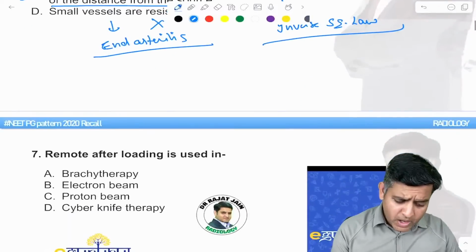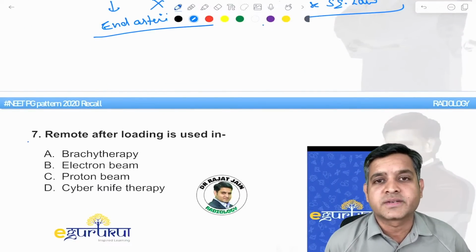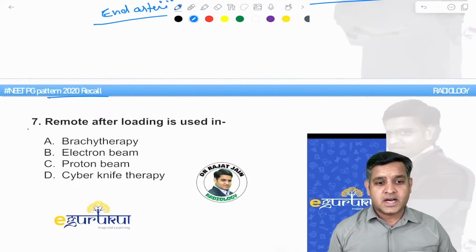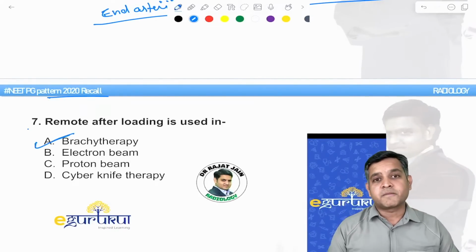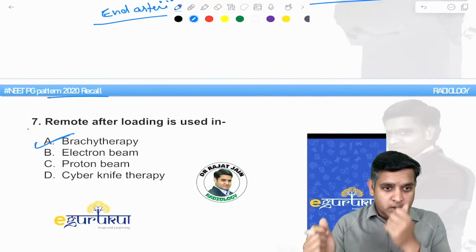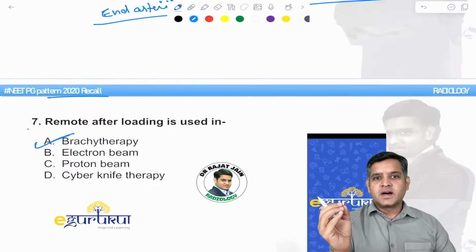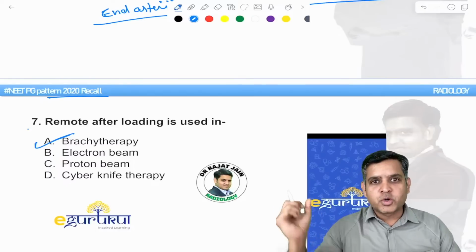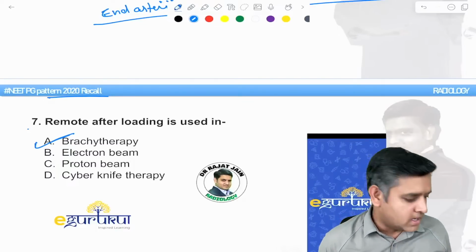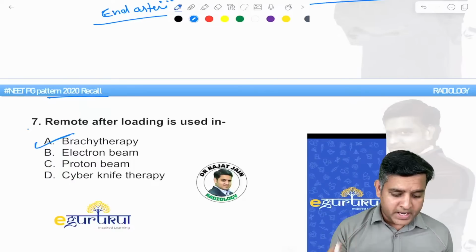All right. Question number 7. I'm waiting for an answer for this. Remote afterloading is used in, NEET PG 2020, this was asked. Answer is brachytherapy. In brachytherapy, the radioactive source is placed inside the body. To place it, remote afterloading is used so that the person putting up the radiation devices, all these pins and needles, is spared from the radiation. Remote afterloading device is used in brachytherapy.